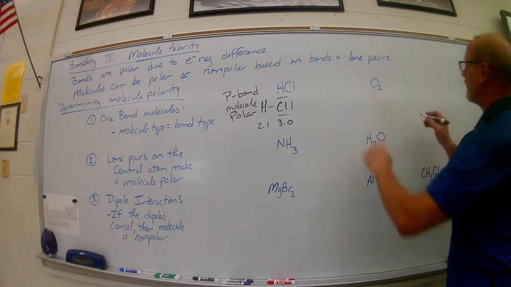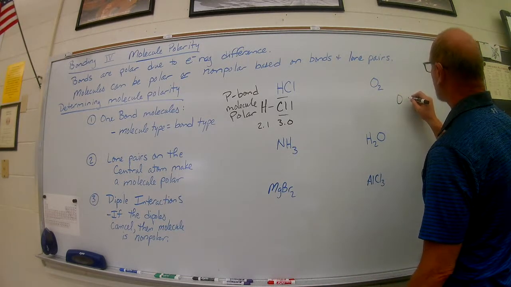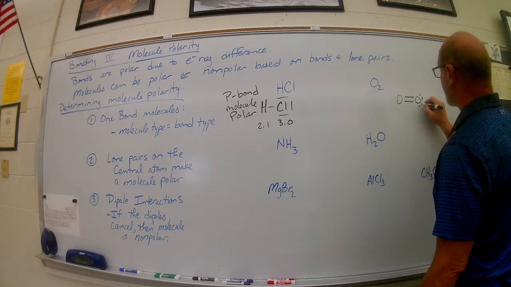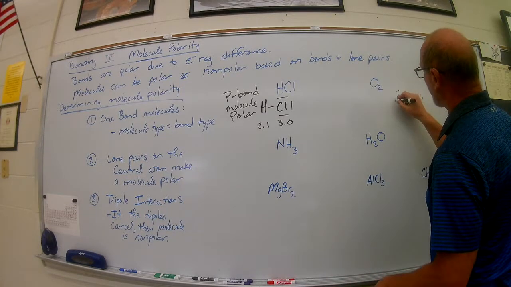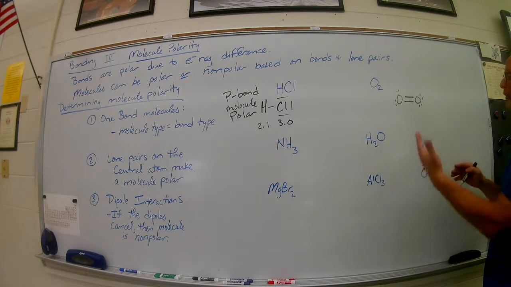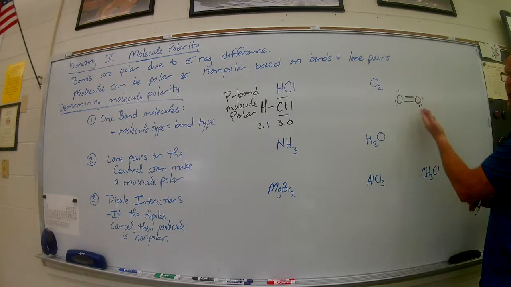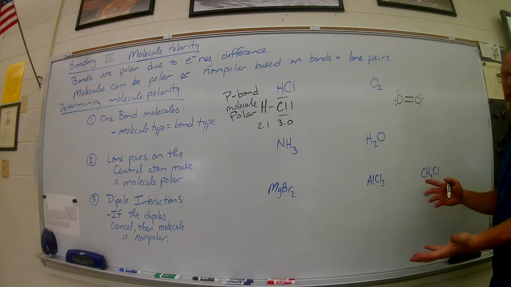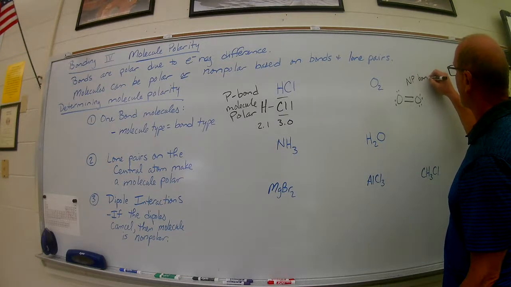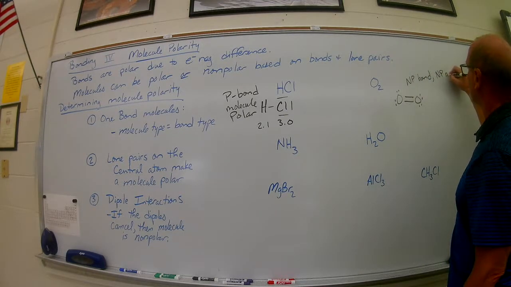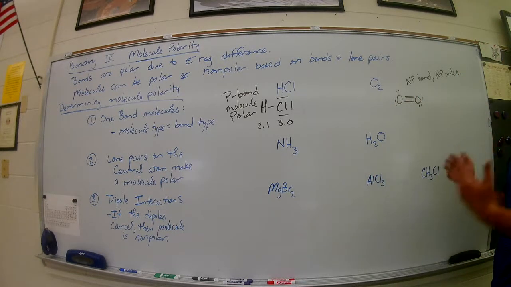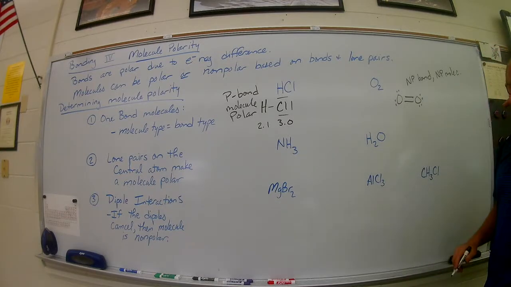What about O2? We haven't really drawn this structure. O2 is very interesting. It forms a double bond, but it's still only one bond. It's just sharing 4 electrons instead of sharing 2 electrons. If we determine the bond type, it's bonded to itself, so the electronegativity difference has to be 0. This is a nonpolar bond, and because of that, it is a nonpolar molecule as well. So it can be either polar or nonpolar. With one bond, the bond type is the molecule type.